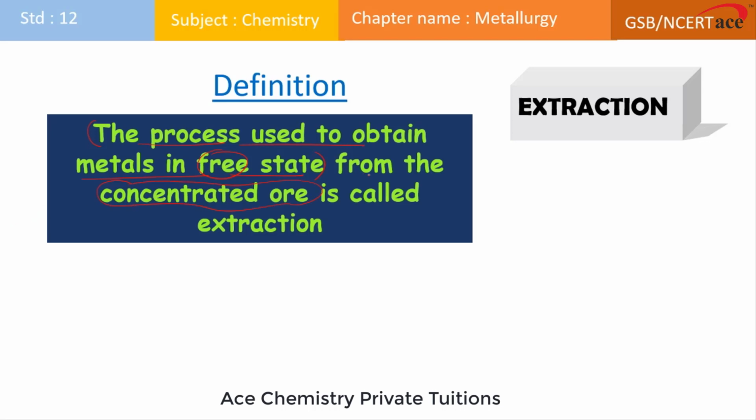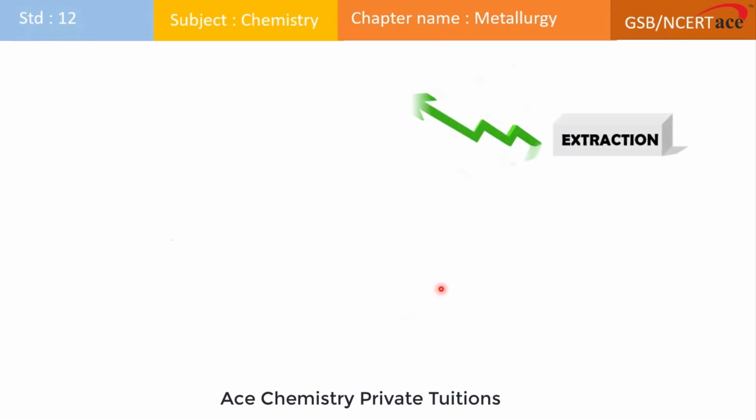Since extraction is taken as the second step, and before this we were doing what? Concentration. The ore which is obtained after the concentration process, which is free from impurities, is referred to as what? Concentrated ore. So the process used to obtain metals in the free state from concentrated ore is referred to as what? Extraction. So the second step of metallurgy, we refer to as extraction.